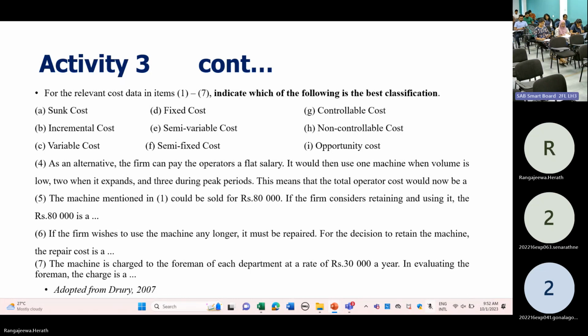This is from Drury 2000. You have heard about Drury, the famous management accounting textbook writer.